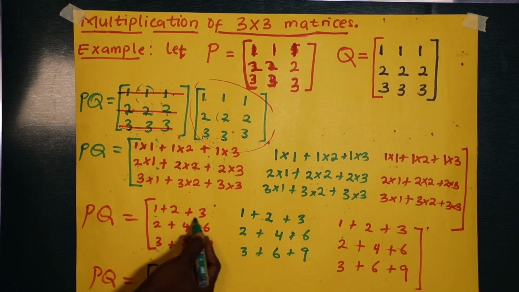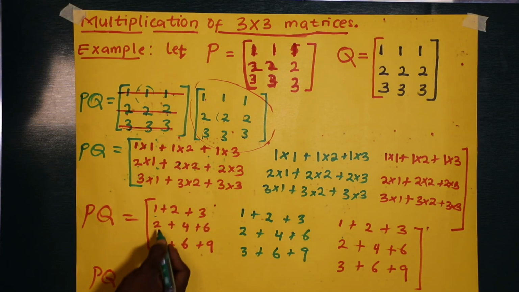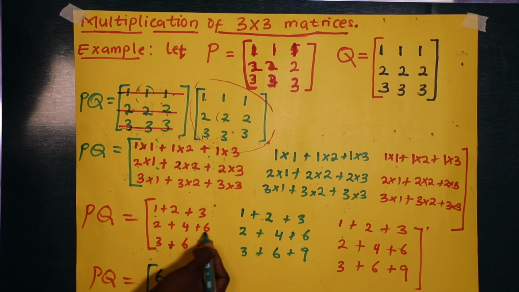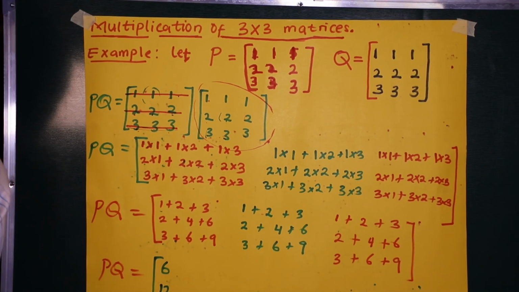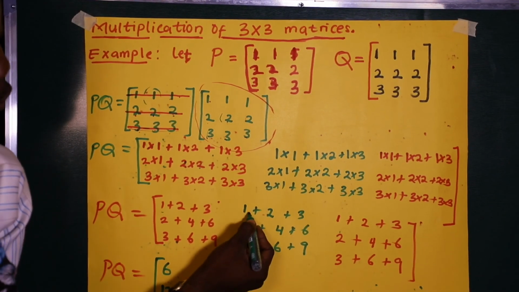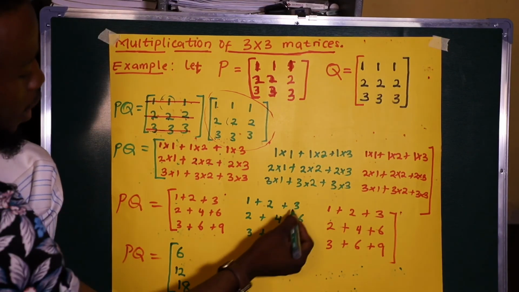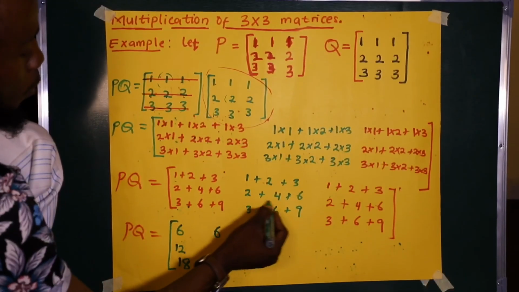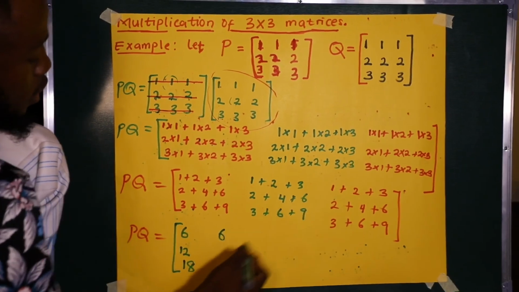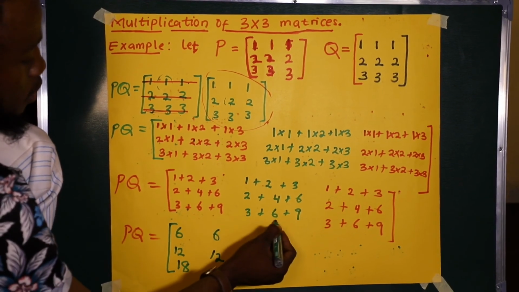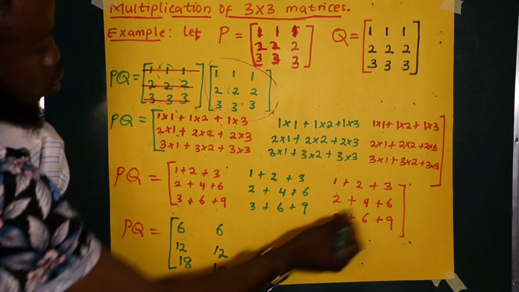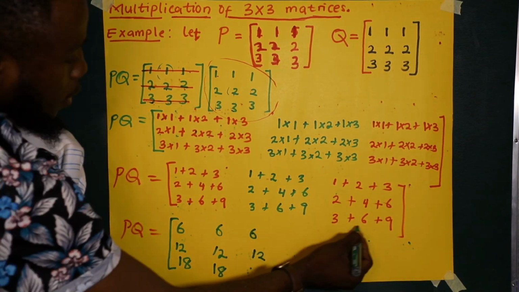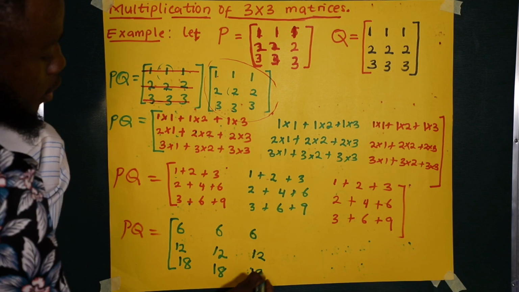1 plus 2 plus 3, 6. 2 plus 4 plus 6, 12. 3 plus 6 plus 9, 18. Then 1 plus 2 plus 3, 6. 2 plus 4 plus 6, 12. 3 plus 6 plus 9, 18. 1 plus 2 plus 3, 6. 3 plus 6 plus 9, 18.